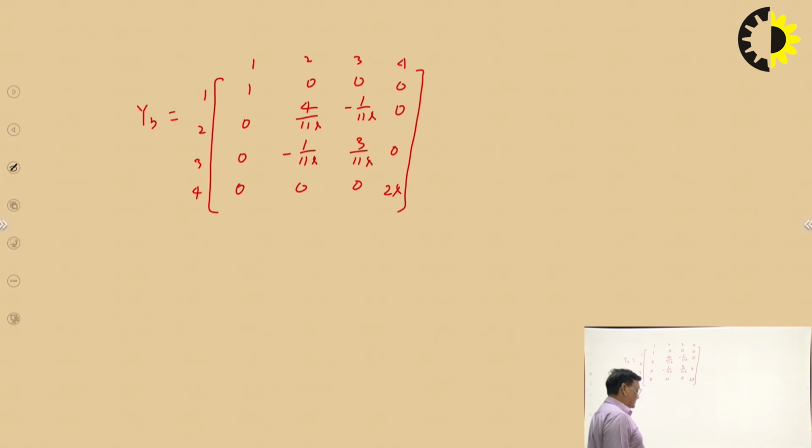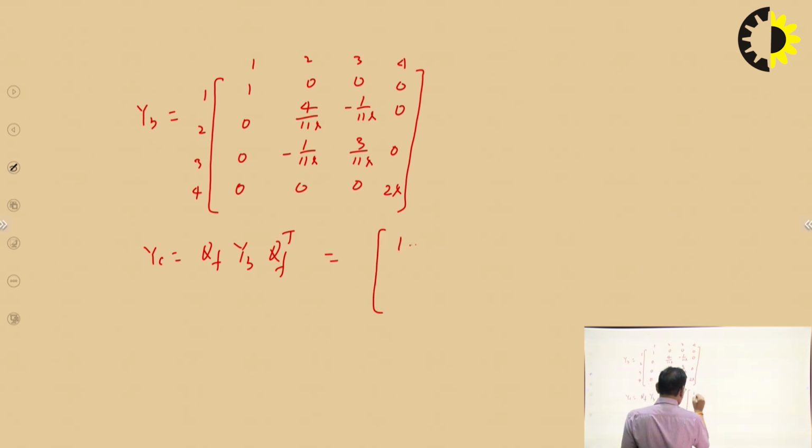So this way, if the impedance is given, you have to take the admittance. In the last lecture the admittance was given, so straight we can write the YB. Here the impedance is given, so we have to take the inverse of that ZB, and this way we can get it. Now you can multiply YC is equal to QF YB QF transpose. So this on multiplication we are getting this. So I am writing the final result, we can check, this is simple matrix multiplication.